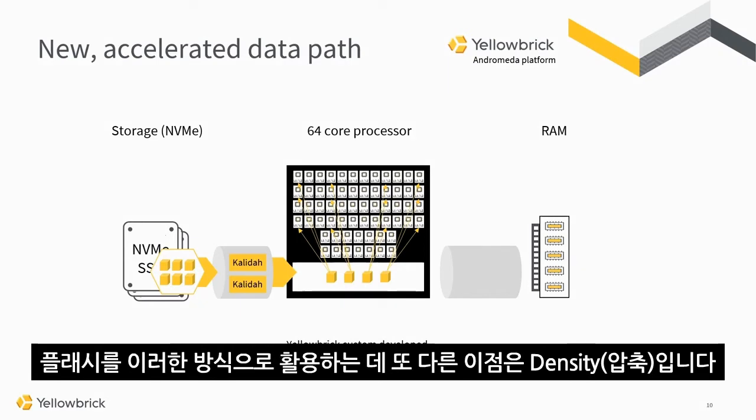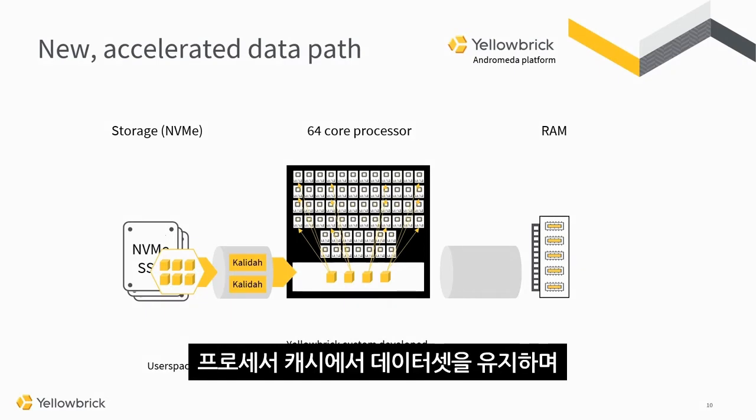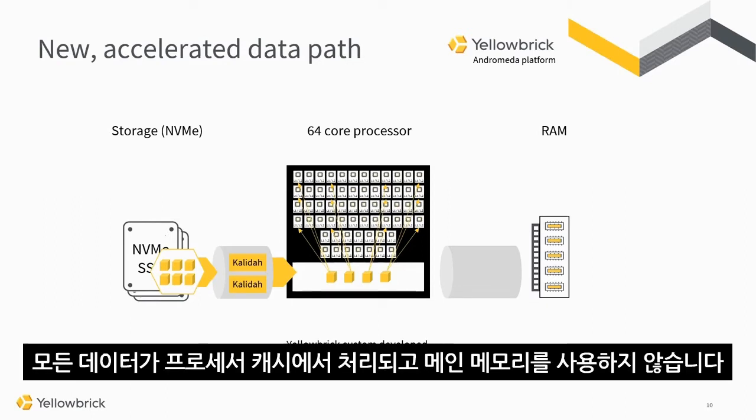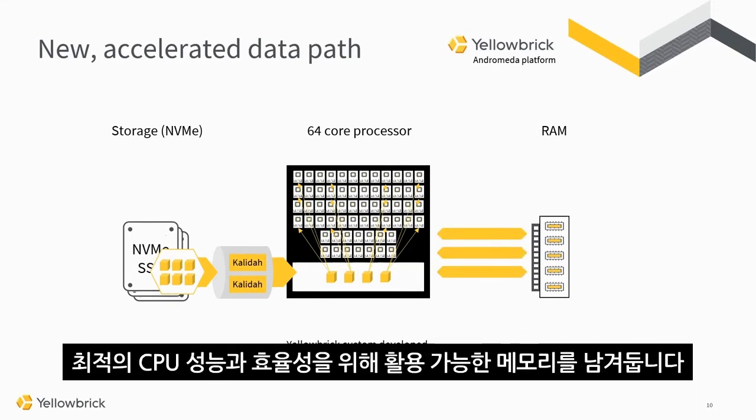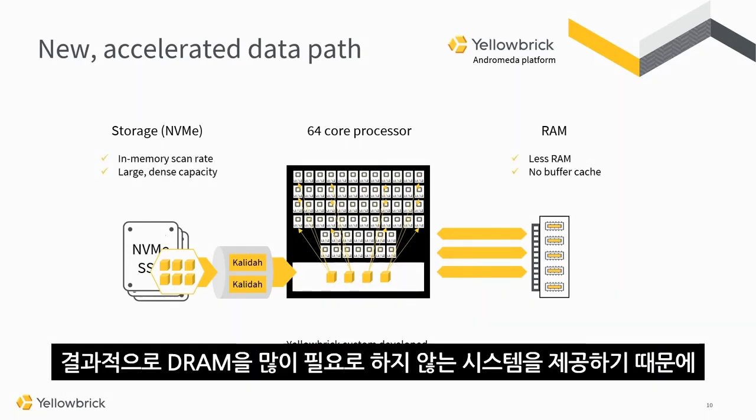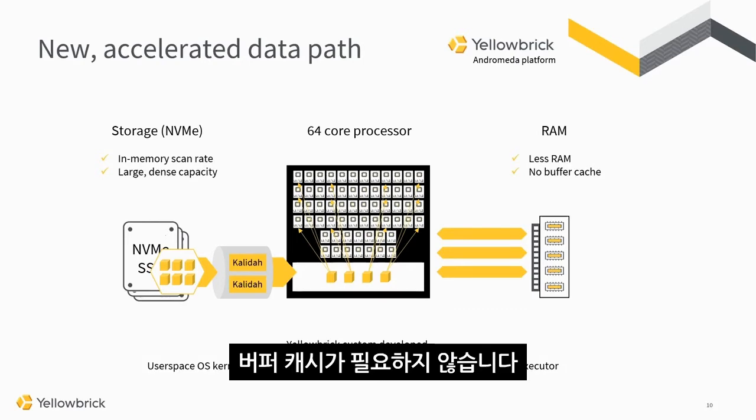Another advantage of utilizing flash this way is the density. Flash memory is 10x more dense than DRAM, so we can keep data sets on a medium that's the same bandwidth as memory and 10 times the density. So at this point, if you would run a query, all data would have been processed from flash and not used main memory. We've reserved main memory for things like sorts and aggregates, and it also leaves a totally unfettered memory bus for optimal CPU performance and efficiency. This allows us to give you a system that requires less DRAM and, as I said before, requires no buffer cache.